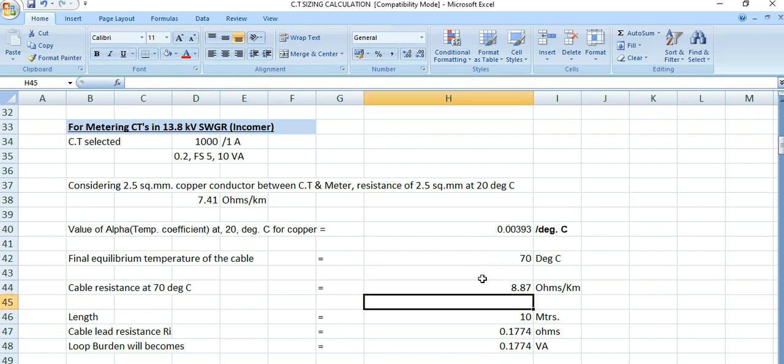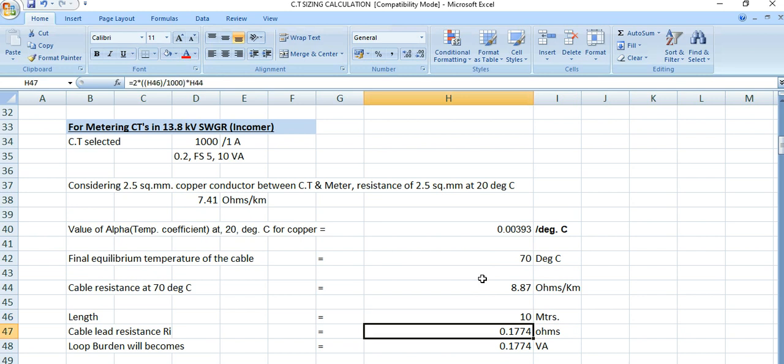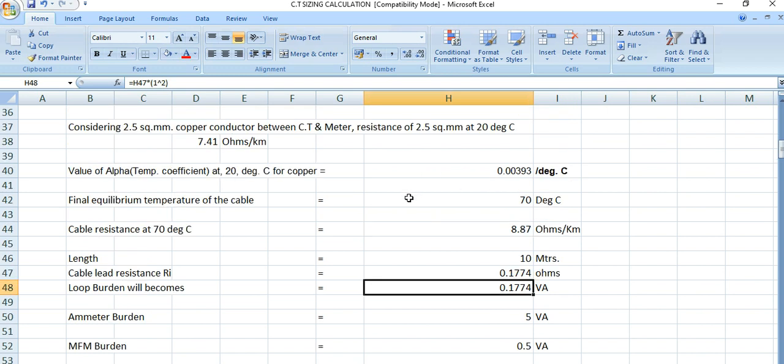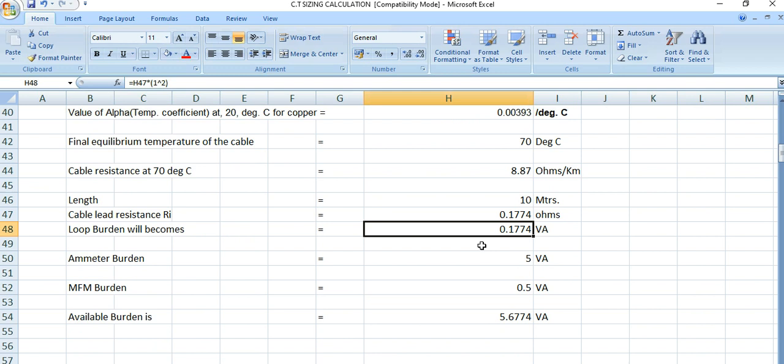Now if we consider the length as 10 meter, the cable lead resistance is counted twice. Why twice? Because of the go and return path, so it is multiplied by 2, into the length 10 meter, divided by 1000 because the length is in meter and we convert it into kilometer, and multiplied by 8.87. So it comes to 0.1774 ohms, which is nothing but 0.1774 VA, since the CT secondary current is 1 ampere. This is the loop burden.